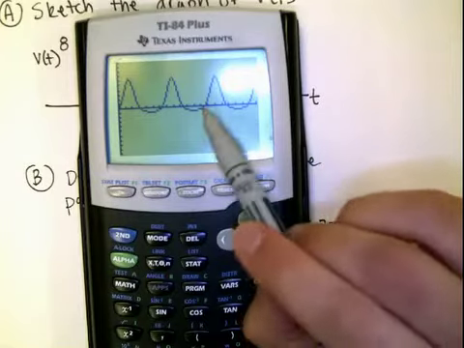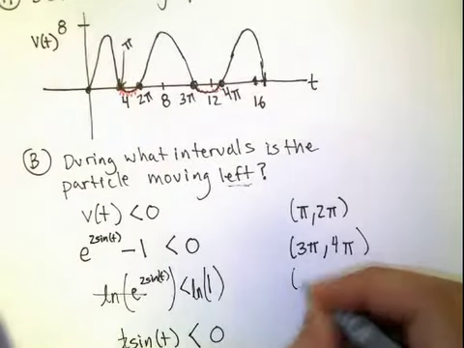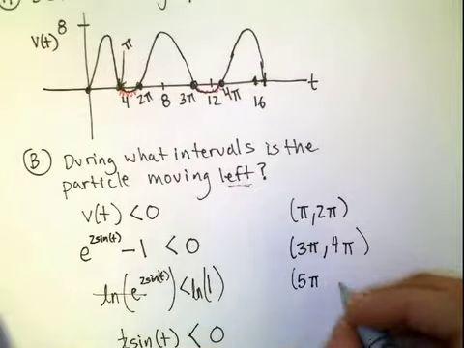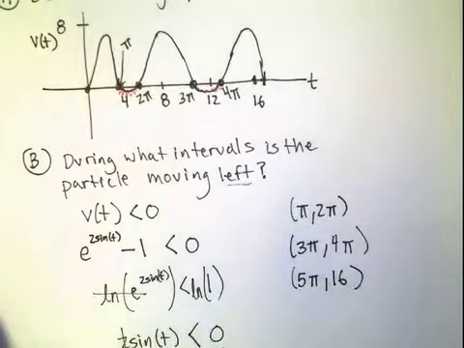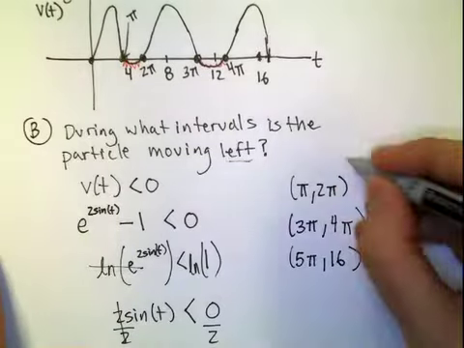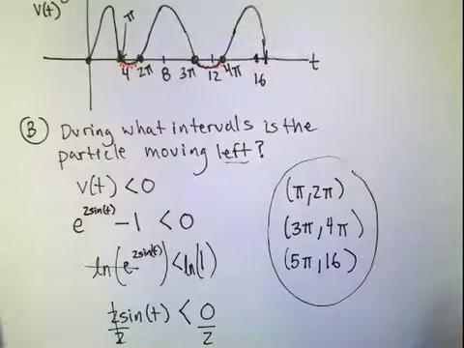So we got pi, 2 pi, 3 pi, 4 pi, 5 pi. I would say we have one more answer here. At 5 pi, 5 times 3 is 15, so 15 point something to 16. These are the three intervals that the velocity is negative and the particle is moving left. So this is my answer. When is the particle moving left? From pi to 2 pi, 3 pi to 4 pi, 5 pi to 16.